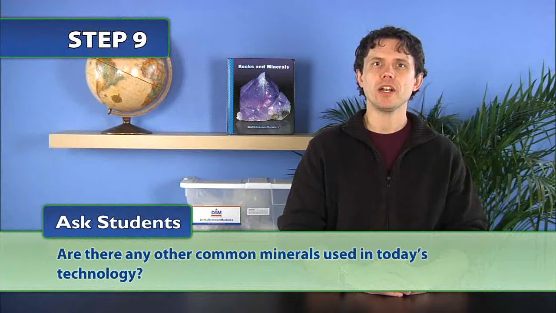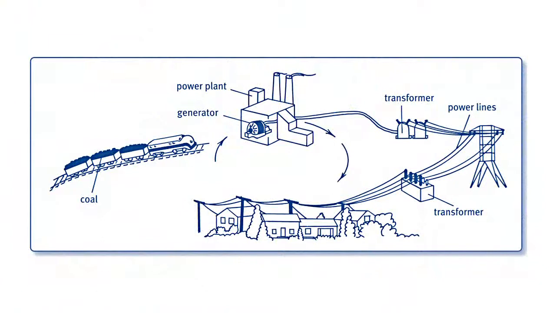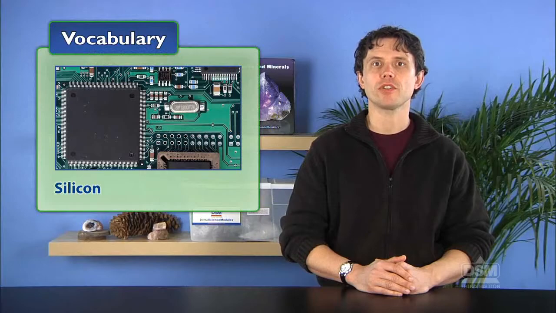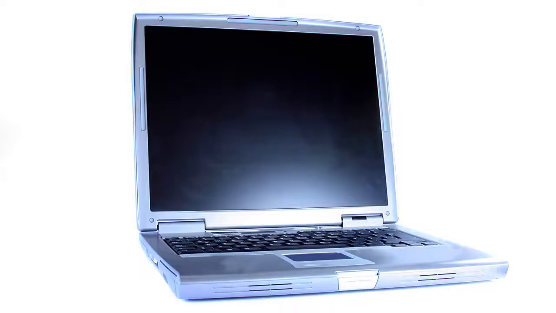Ask students, are there any other common minerals used in today's technology? Help students understand that burning coal produces steam that turns turbines that produce electricity. Some students may be familiar with silicon, which is used to make semiconductors, the miniature electrical components found in everything from televisions and radios to cellular phones and computers. Inform students that silicon is the second most abundant mineral on Earth, and that it accounts for 28% of the weight of the Earth's crust.